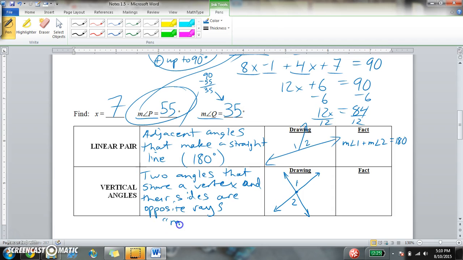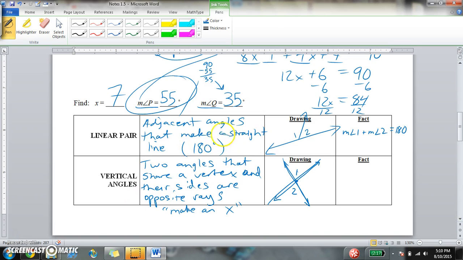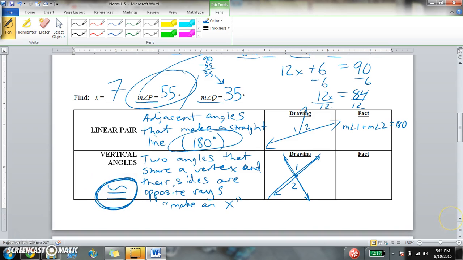An easy way to remember vertical angles is that they make an X. They make an X shape when we look at them. Also, another super important thing to remember about vertical angles, just like a linear pair always adds up to 180, vertical angles are always congruent to each other. So our fact here would be that angle 1 is congruent to angle 2 because those are vertical angles.